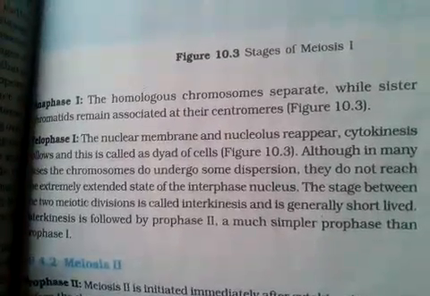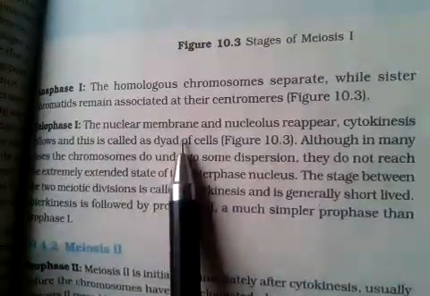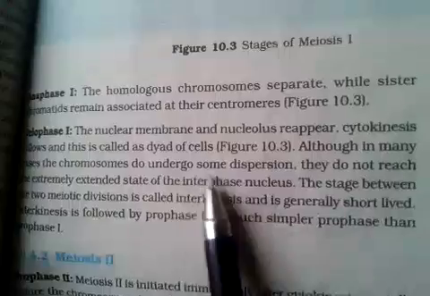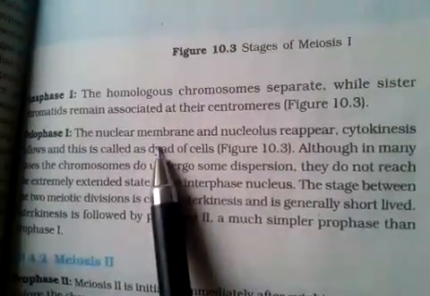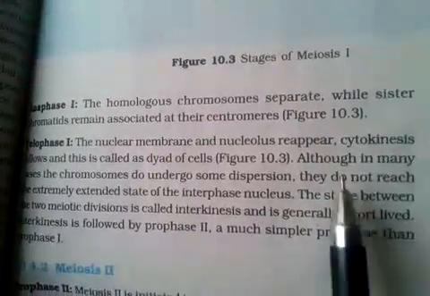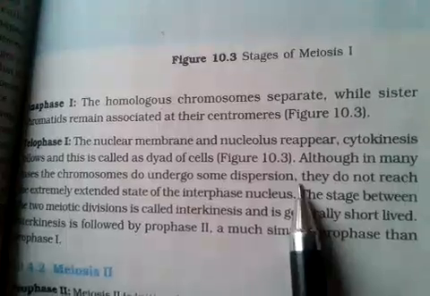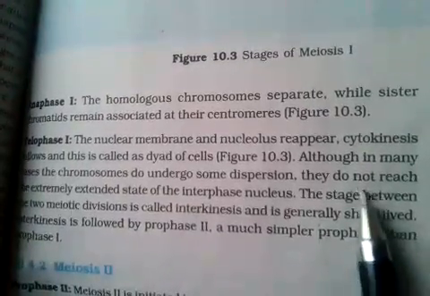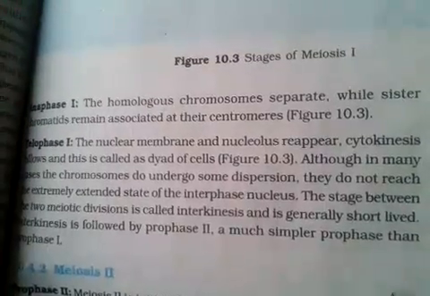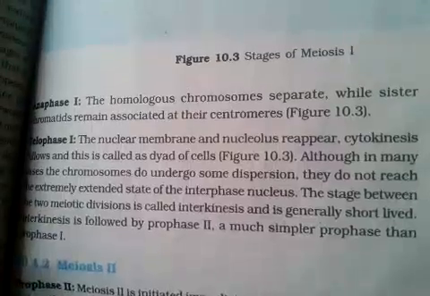Next is telophase 1. It is just the opposite of prophase 1. In this, the nuclear membrane appears, the nucleolus reappears, and cytokinesis results in formation of two cells which carry half the amount of DNA as the parent. Although in many cases chromosomes do undergo some kind of dispersion, they do not reach the extremely extended state of the interphase nucleus. That stage is said to be interkinesis, and interkinesis is usually short-lived.